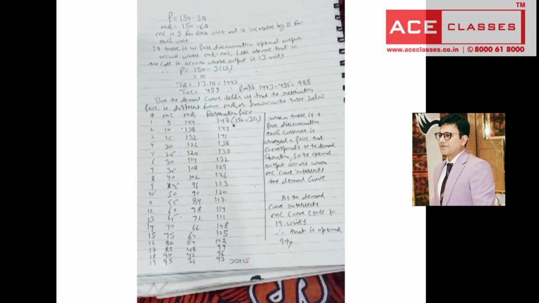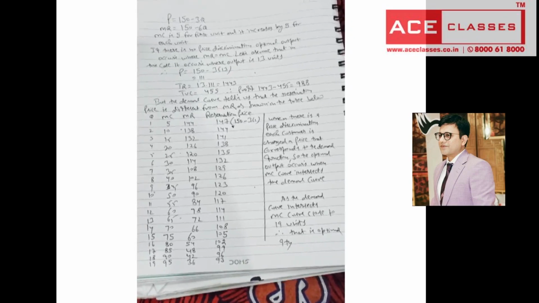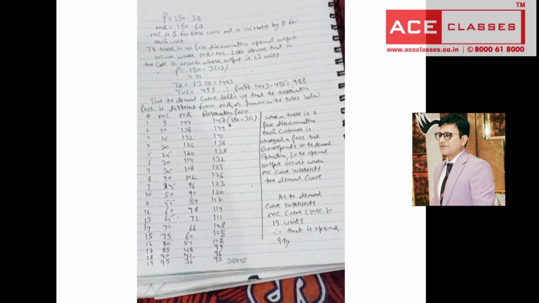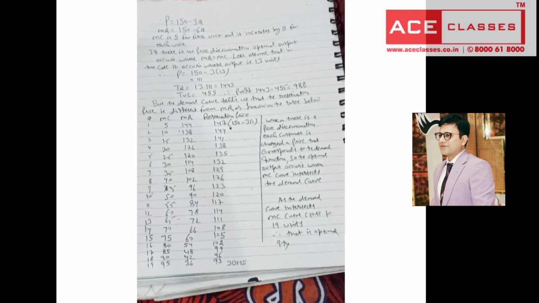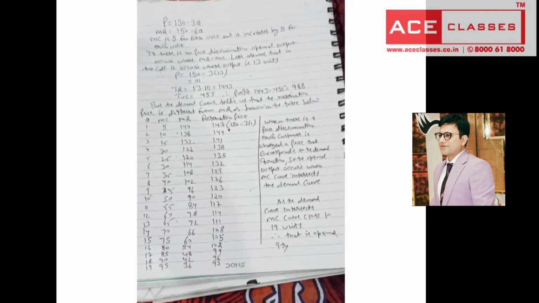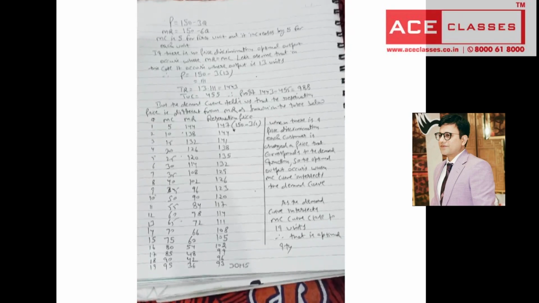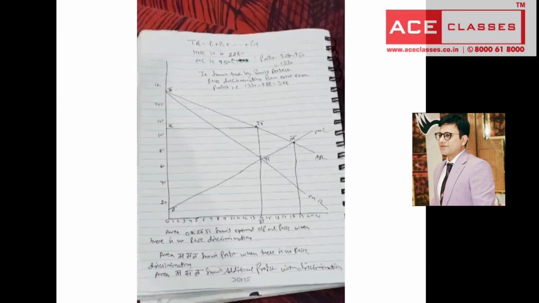Now, important information. When there is price discrimination, each customer is charged a price that corresponds to the demand function, so the optimal output occurs when the MC curve intersects the demand curve. Now as the demand curve intersects the MC curve close to 19 units, that is the optimal quantity. I shall be explaining that with the help of a diagram.